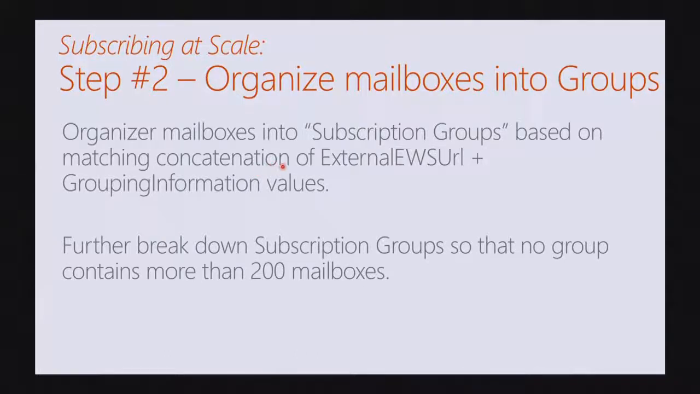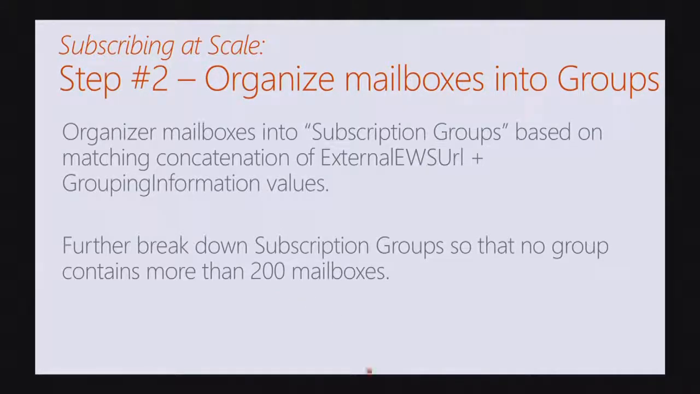So once we do that, we want to further break down these groups into groups of no more than 200 to 250 mailboxes each. So I've broken them down by external URL, and maybe got my on-prem and my online users separated, and then I further have them broken down essentially by AD site. I want to further break down groups so there's no more than 200 to 250 in each group. From that point, those are the groups that I'm going to use for a single get streaming events call.